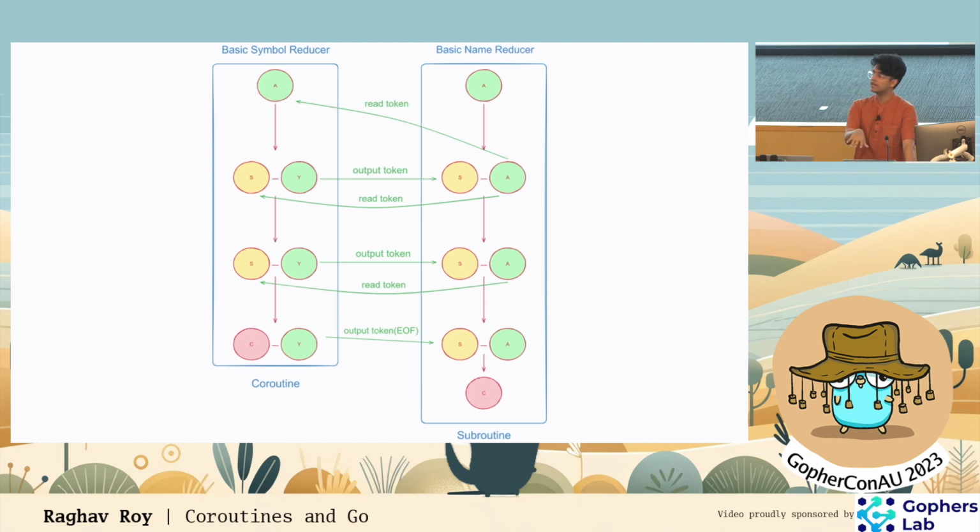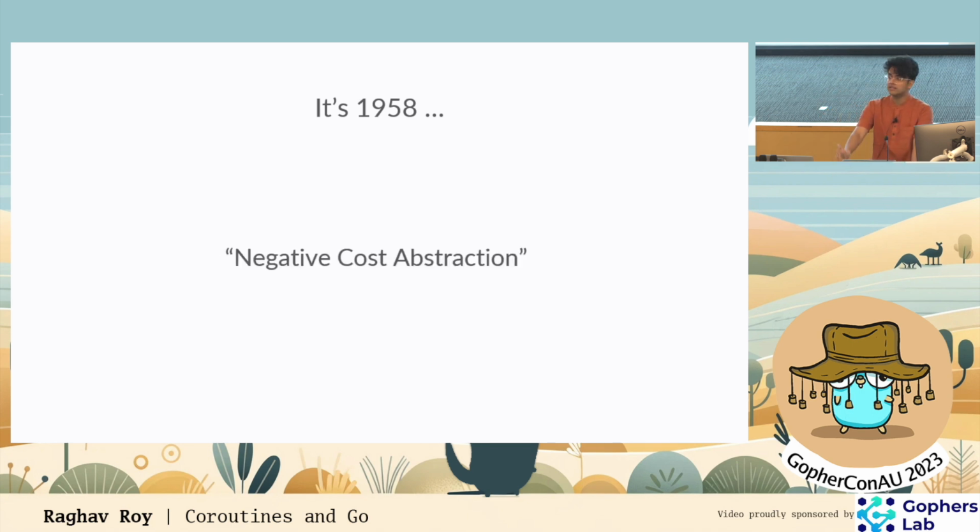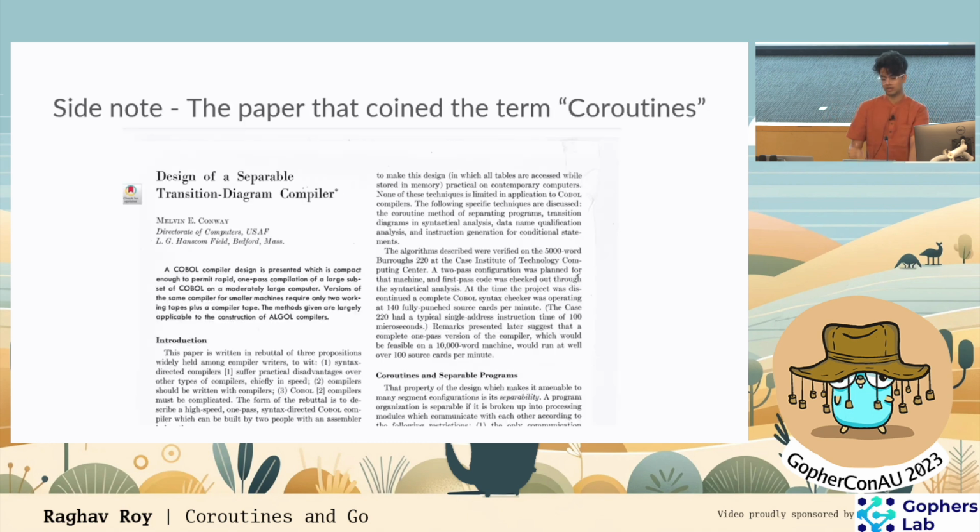So like our coroutine diagram, this is what it starts looking like. Every time your name lookup wants to read a token, it can just call into this symbol reducer that is actually running as a coroutine, which can suspend itself once it has a token, yield control back to your name lookup. Whenever it wants to read the next token, it calls into the subroutine, and they go on back and forth till you have all the tokens that you want. So this way, we're actually raising the level of abstraction, and it led to a less costly control structure, leading to the 1-pass COBOL compiler from the 9-pass COBOL compiler. And this is an example of negative cost abstraction, which means increasing the abstraction while reducing the cost of your process.